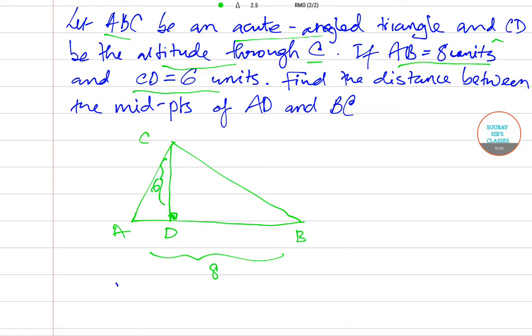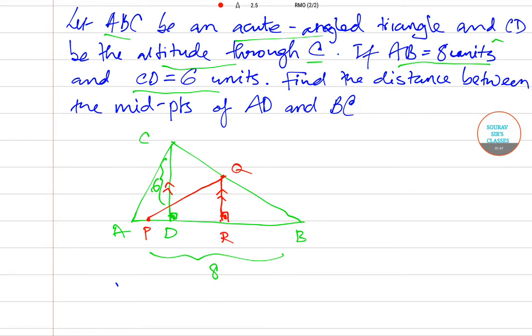So let's construct the midpoints. This is the midpoint of AD, so this point is P. Then we have the midpoint of BC, somewhere here. So this will be, let's say, Q, and we will first join PQ in order to solve the problem. Another construction we have to do is to drop a perpendicular from Q on AB, so these two will be parallel since both of them are perpendicular on AB, and we will name it R.